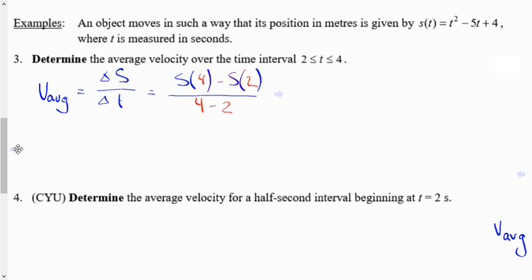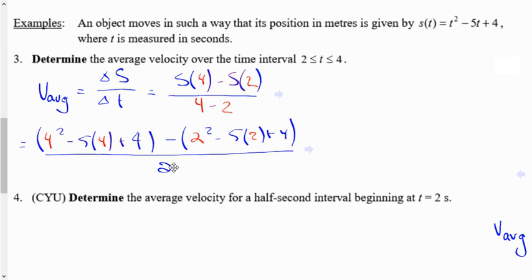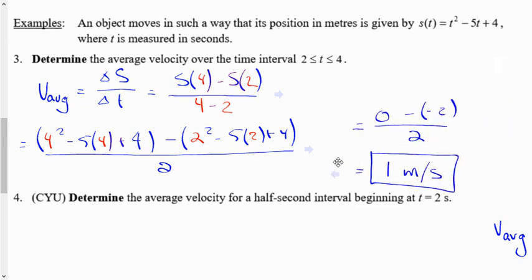Well, substituting those values into the position function will look like this. And then we want to evaluate. So it's just a matter of number crunching to work it out, and the average velocity over this time interval will be 1 meter per second. Well, that's pretty familiar to questions that you've done in previous grades. So why don't you do this check your understanding question?